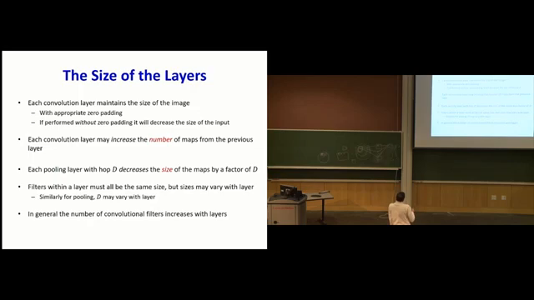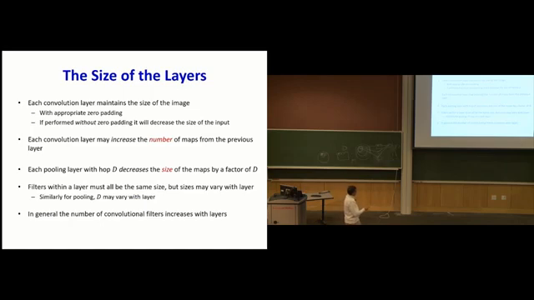So each convolution layer maintains the size of the image if you have 0 padding; without it, it will shrink. Each convolution layer may increase the number of maps from the previous layer, because the number of maps depends on the number of filters. So even if the previous layer had only 3 planes, I can run 100 filters on it, and in the next layer I'm going to have 100 planes, right?